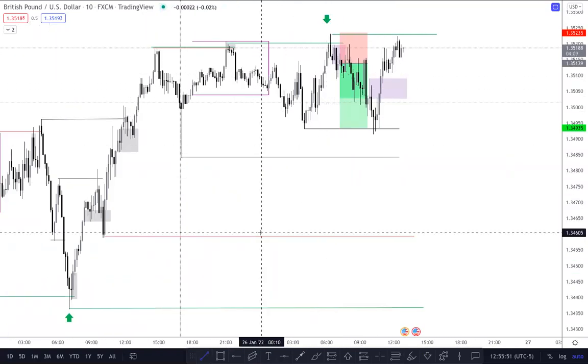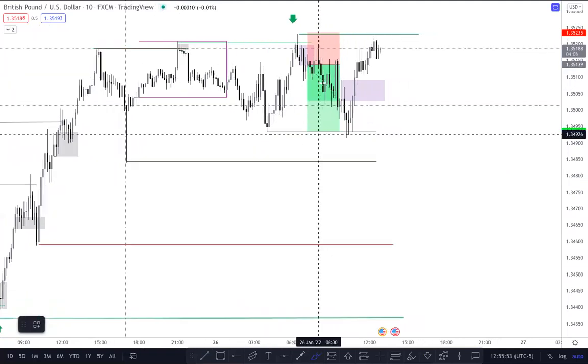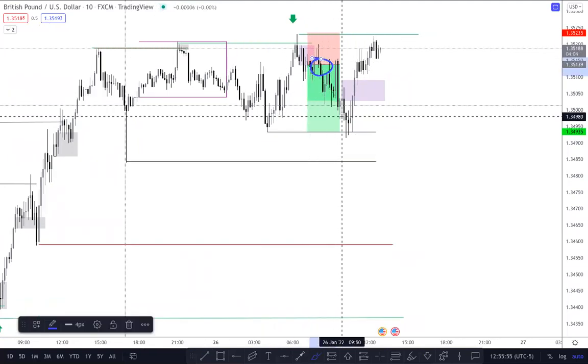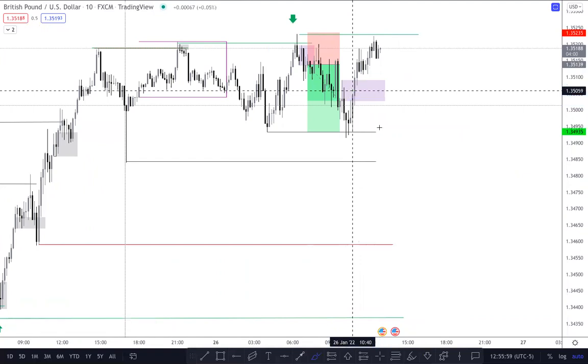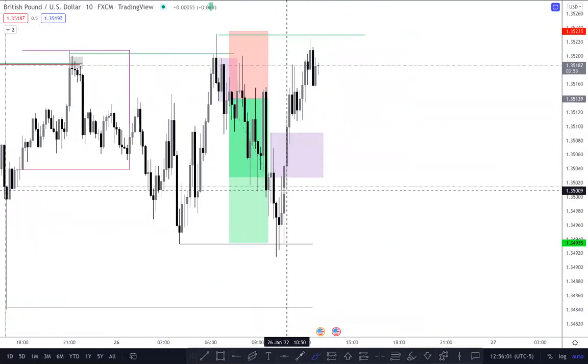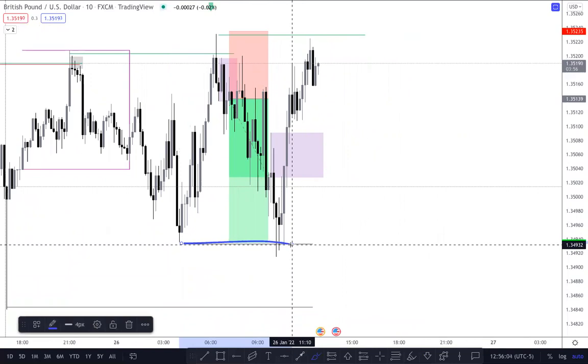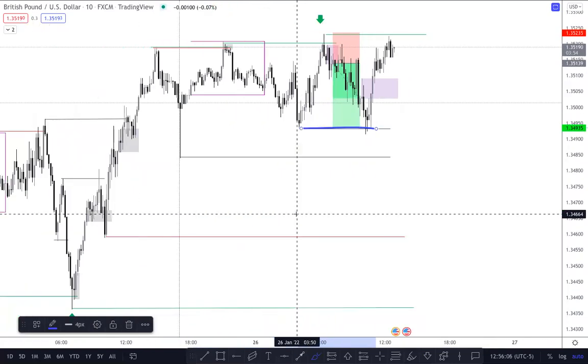Unfortunately on GU today, I took some BEs right here. That was my fault. And then I took a loss here, unfortunately. But this was part of the rules, right? Here's that internal part, right?